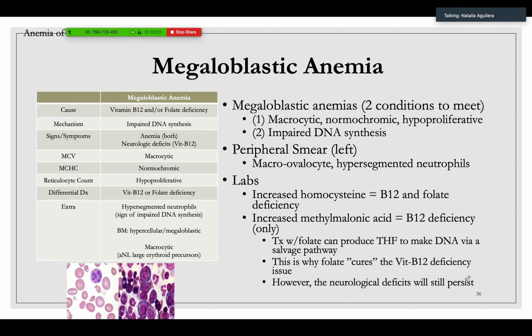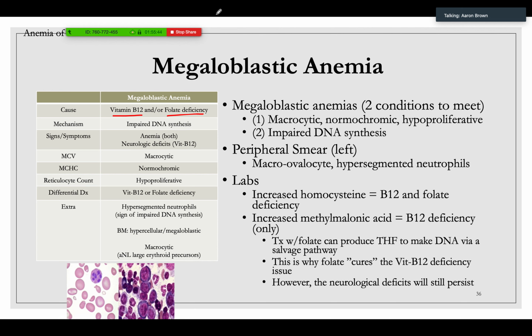Okay, great. We talked about our microcytic. We talked about our normocytic. Now we're going to talk about our macrocytic or megaloblastic anemias. There's really just two to talk about: our vitamin B12 deficiency and our folate deficiency. And so that makes life a little bit easier, right? There's just two that we need to know.